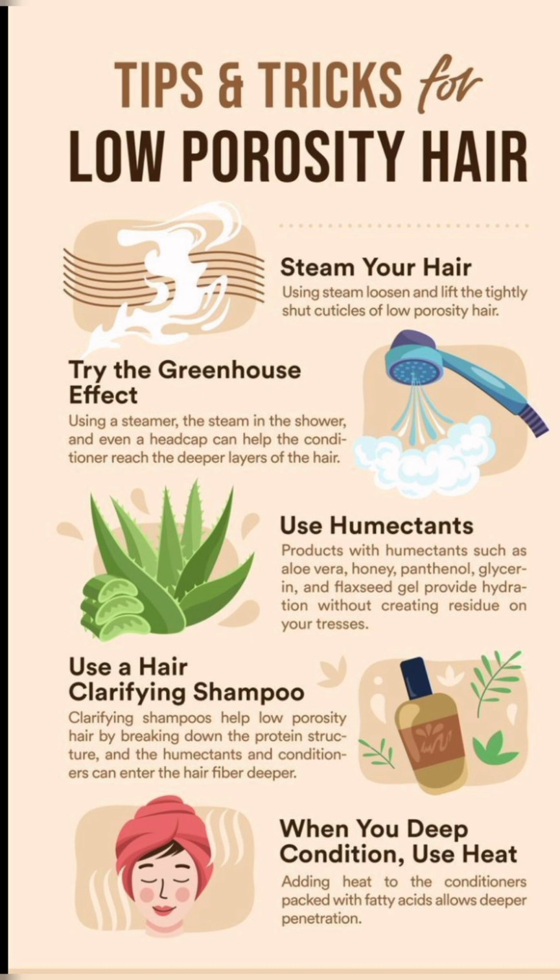One, you need to steam your hair using a steamer to loosen this tightly coiled hair, or you can use the greenhouse effect. So you can either use steam in the shower or even use a shower cap when you put the deep conditioner.